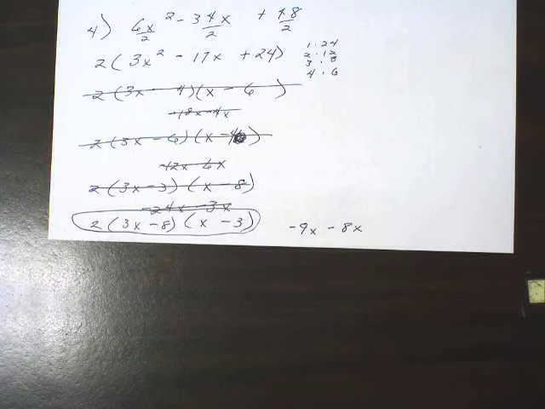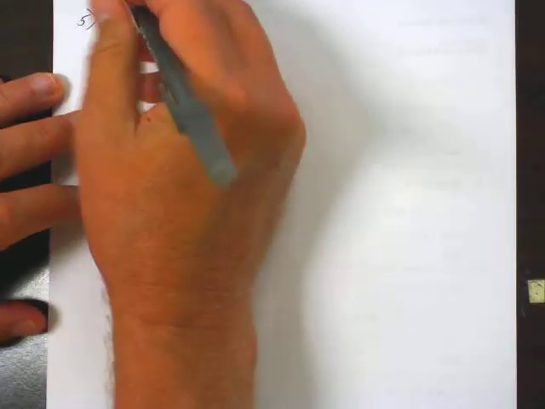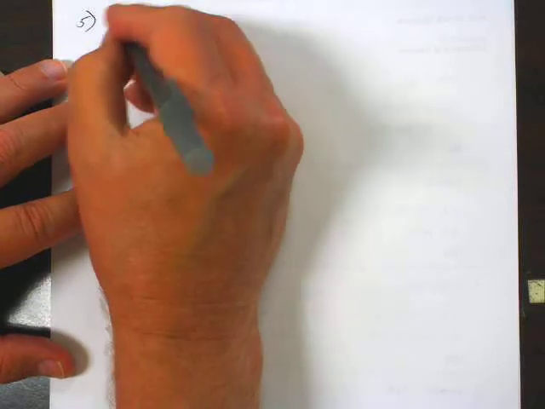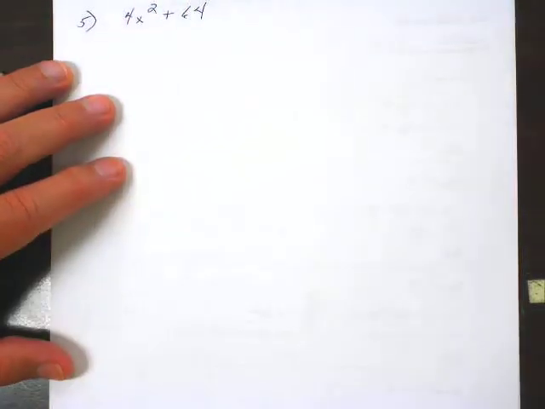Okay, number 5. You've got 4x squared plus 64. So Stephanie, is that a perfect square trinomial? So first of all, is it a trinomial? Are there 3 terms? Now there's only 2 terms. So it's not a perfect square trinomial. We can ignore that.